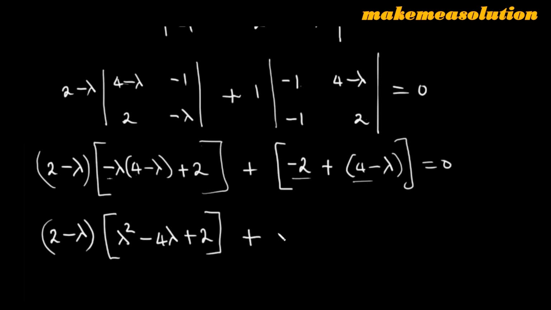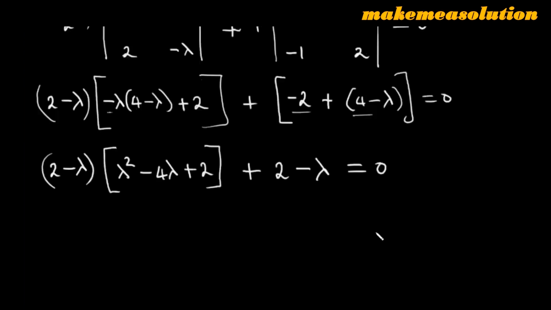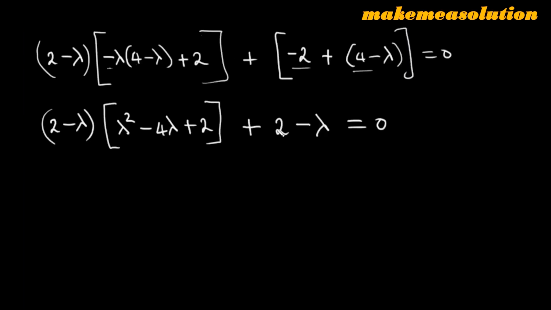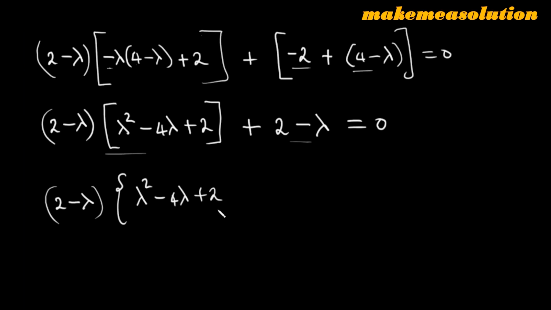Minus 2 plus 4 is going to give you 2. Then you now have minus lambda equal to 0. Is that okay? So you can see that 2 minus lambda is common, and we can factor it out. So 2 minus lambda is going to be factored out, and we'll now have lambda square minus 4 lambda plus 2. Then when you factor it from this term, you will have this. Then when you factor it from this term, you will have plus 1. Is that okay? Equal to 0.